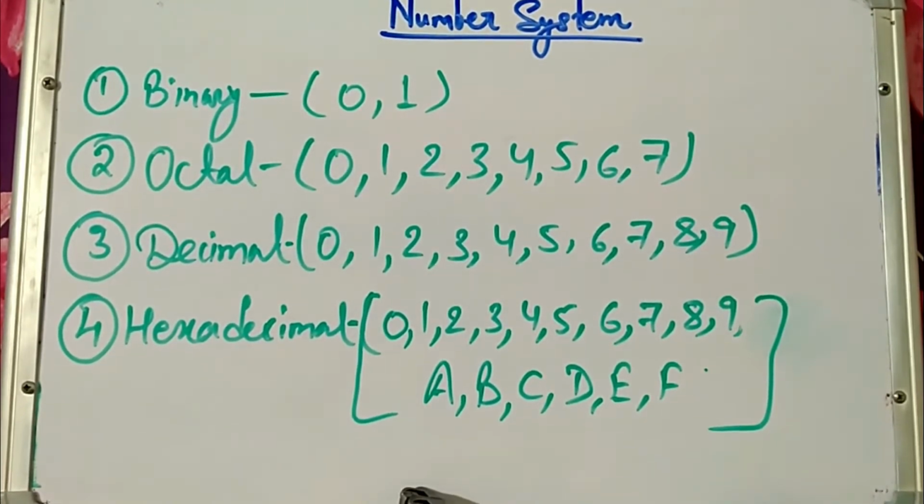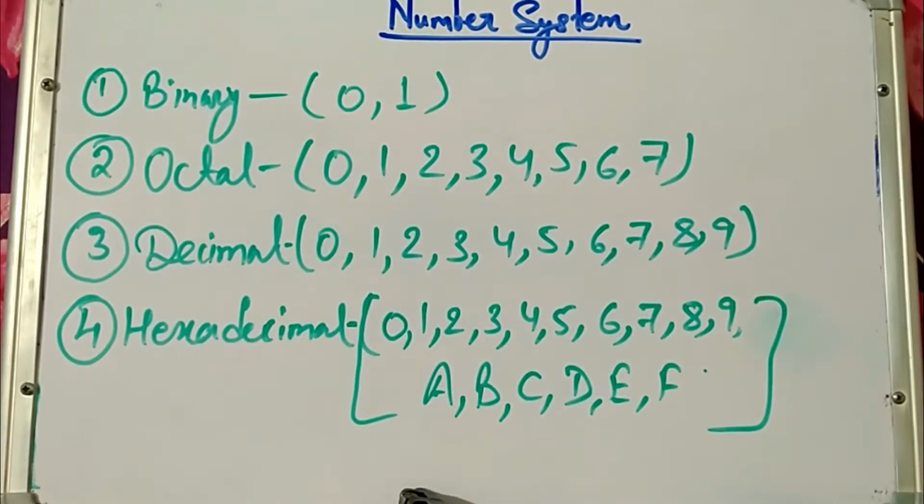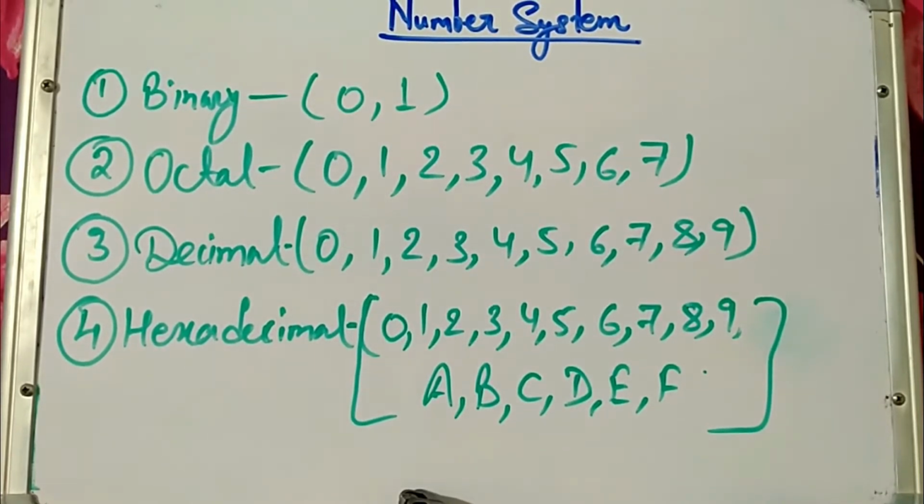Today we are going to learn about the number system. In computer systems, the number system is very important to understand because you will get some questions from this topic. It is also very important for class 11th and 12th, if you are an IP student, a Python student, or a computer science student.